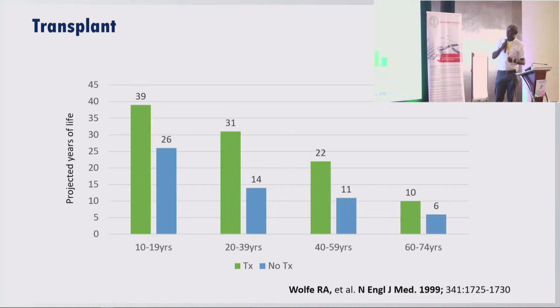And as you can see, the younger you are, the better for you as compared to the older patient. But I'm not saying that we should not transplant older patients. The bigger benefit, of course, is to the younger patient. But even up to the age of 60 to 74, these guys can enjoy an additional 10 years of life as compared to 6 years when they don't receive a transplant. So that's something you need to consider for your elderly patient. An extra 10 years versus just about 6 years on dialysis. Is it worthwhile? That's a discussion you can have.